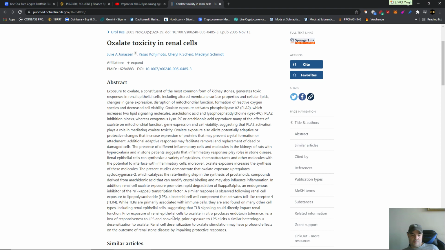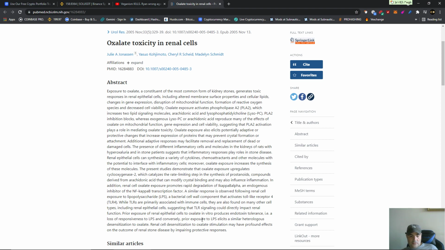Prior exposure of renal epithelial cells to oxalate in vitro produces endotoxin tolerance, i.e., a loss of response to LPS. Now, where do we see LPS before? LPS is what triggers what? What did we learn? Your immune system. If you want to read it again, go ahead.